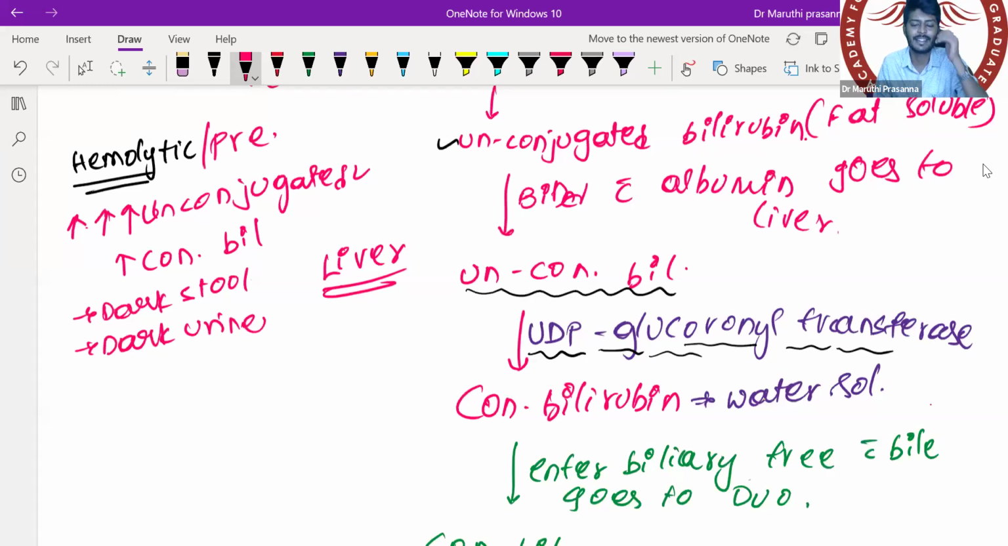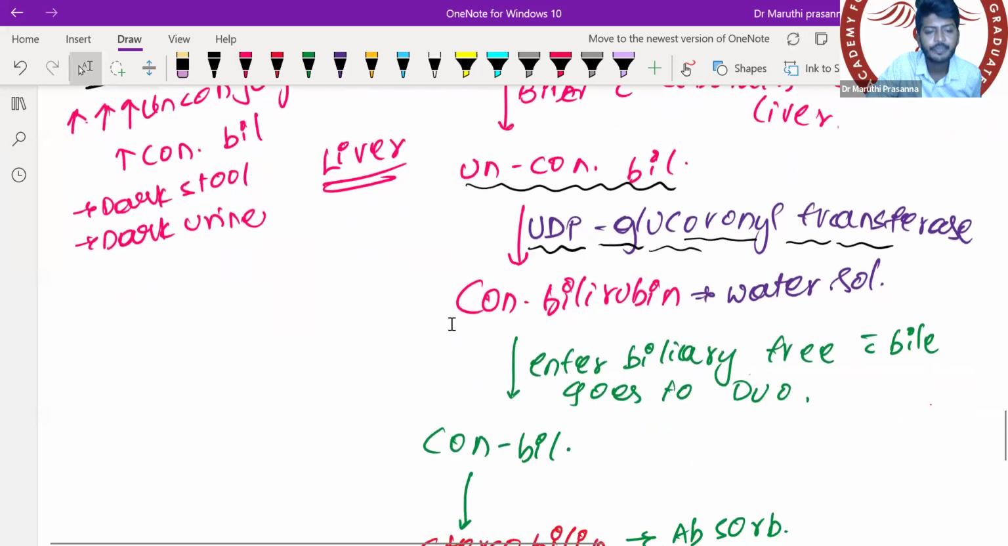All the hemolytic diseases such as G6PD deficiency, sickle cell anemia, hereditary spherocytosis, all the diseases with hemolysis occurring, will have a pre-hepatic jaundice, in which there is a severe elevation of unconjugated bilirubin and a slight elevation of conjugated bilirubin. Okay, if that is clear, I'll go to the next one.